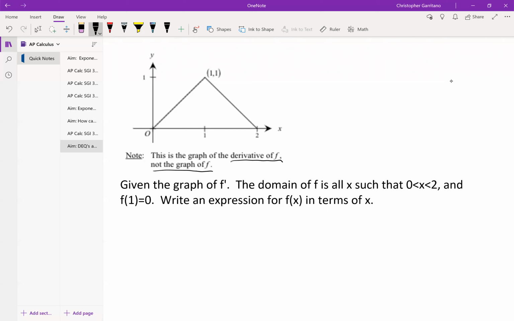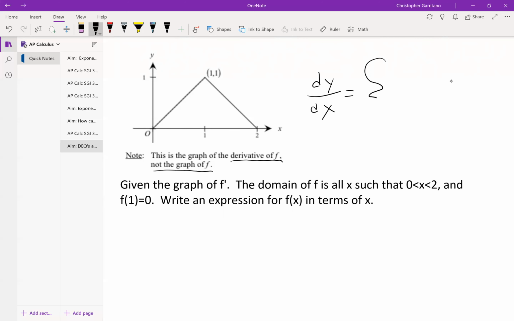All right, so we're given the graph of f prime. We're told that the domain of the original function is all x values between 0 and 2, and we're told that f of 1 is equal to 0. We're told next to write an expression for f of x in terms of x. All right, so basically this is a fancy way of saying find the particular solution given this differential equation, right? Because really, what are we given? We're given dy dx. We're given the f prime function, right?